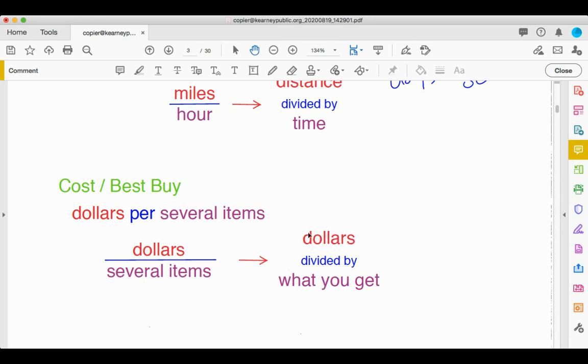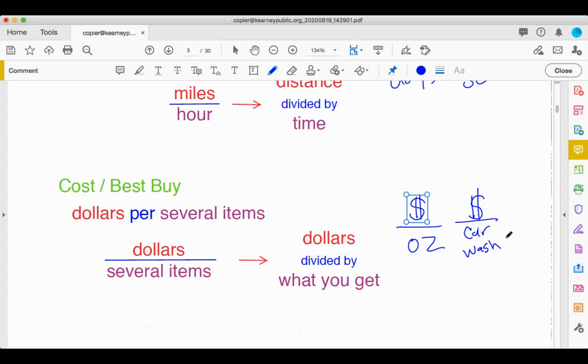And then again, this is kind of a long way of thinking of it. Dollars divided by whatever you get. What am I getting for the money that I'm spending? Okay? And this could be like dollars per ounce. It could be dollars per, like, car wash.